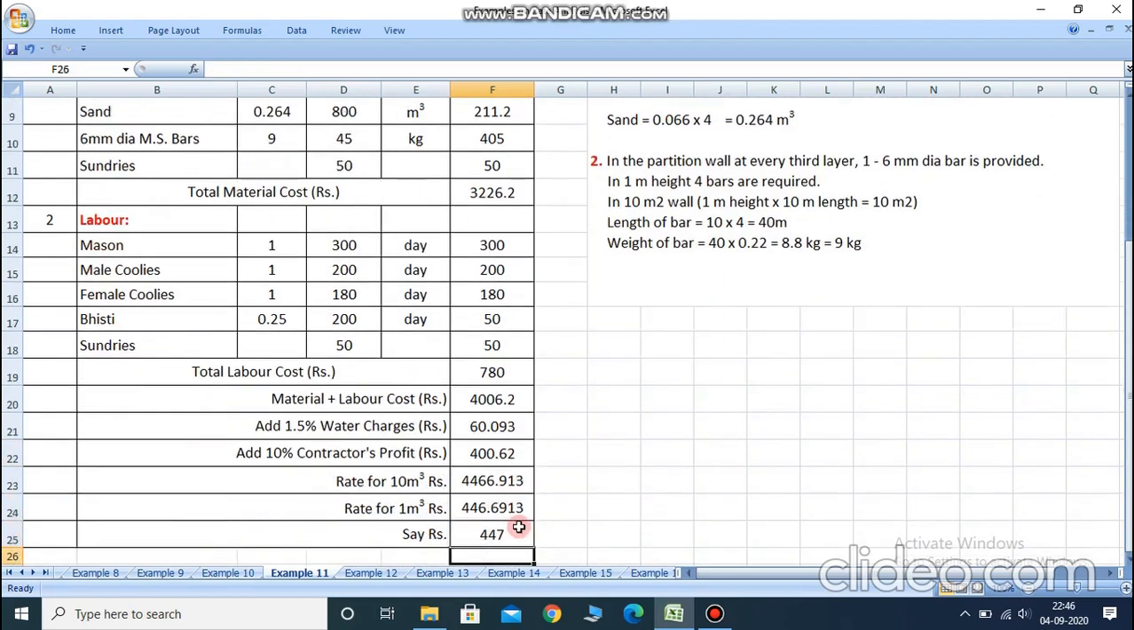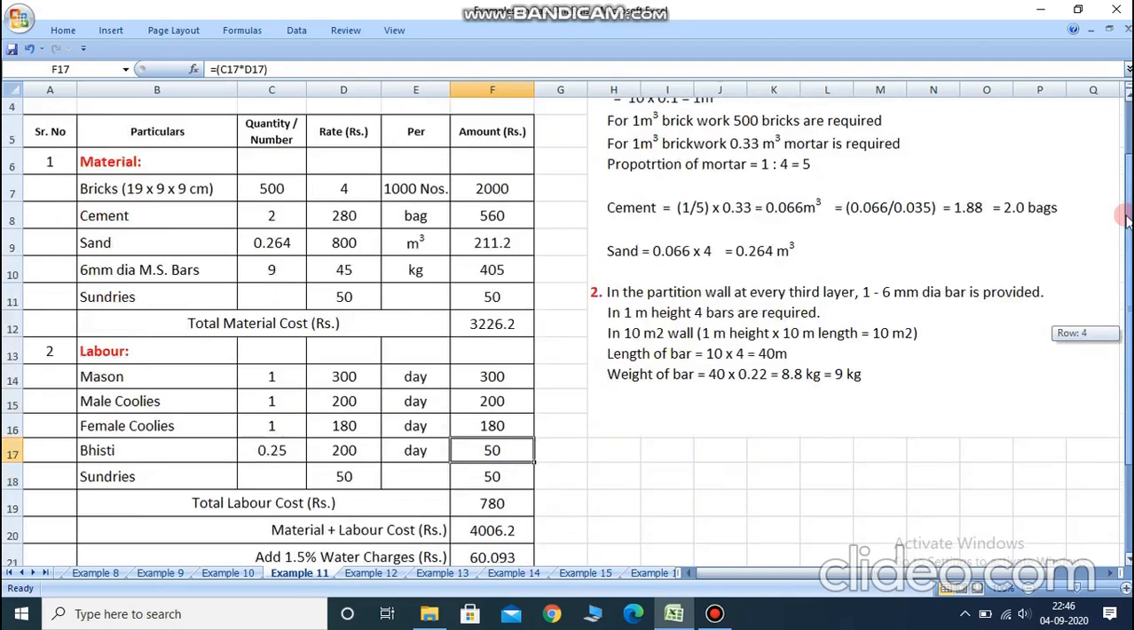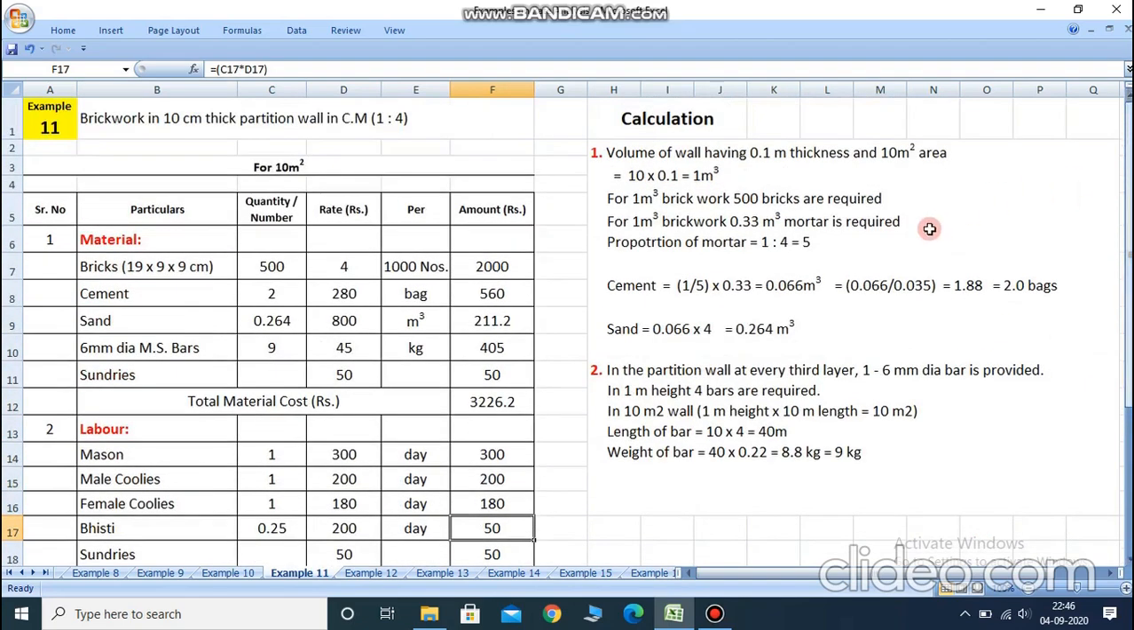Now the summation of all these values, material cost, labor cost, water charges, and contractor profit, gives the 10 square meter rate of 4466.913 rupees. So the per square meter rate is 446.69 rupees. As a rounded figure, 447 rupees is the total rate per square meter of brickwork in a 10 centimeter thick partition wall with cement mortar 1:4.